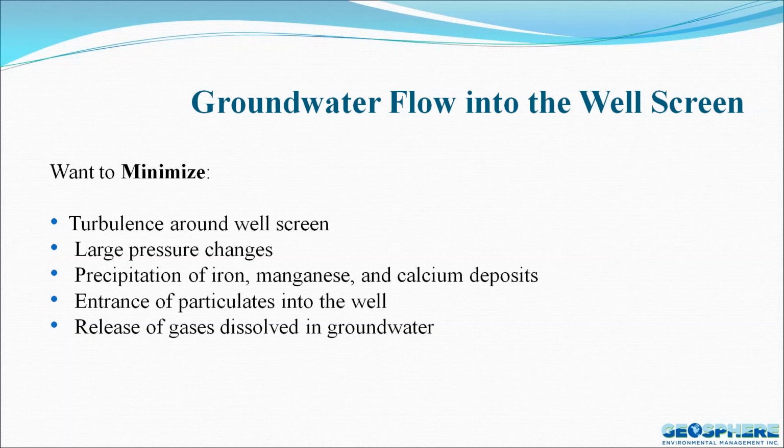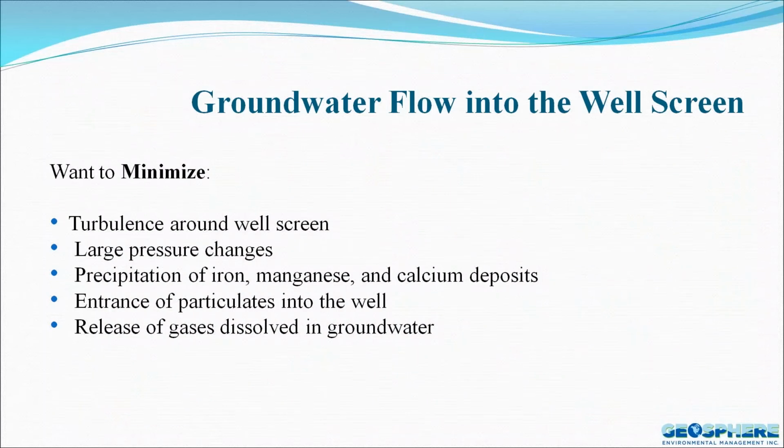So groundwater flow into the well screen, what do we want to do? What do we want to minimize? Because this is a turbulent environment. We may not think it is. We think groundwater moves slow, but it does. But as soon as you put a well in there and you start to stress the aquifer and withdraw water, things really happen very, very differently. But what we want to do is minimize that turbulence around the well screen. We want uniform flow going into that well screen as possible. We want to reduce those large pressure changes going from the formation into this well screen.